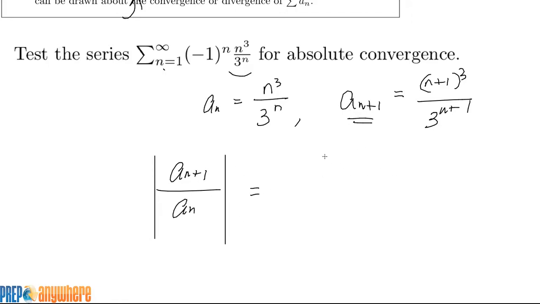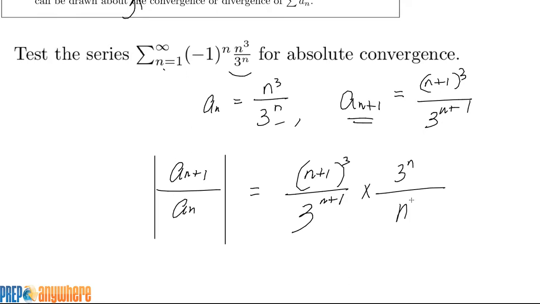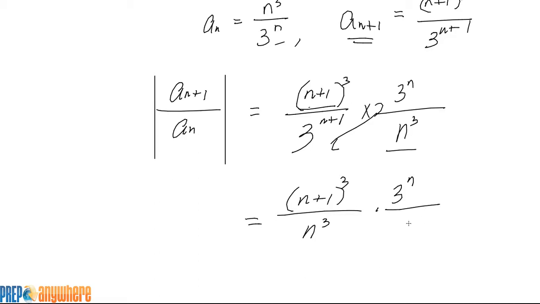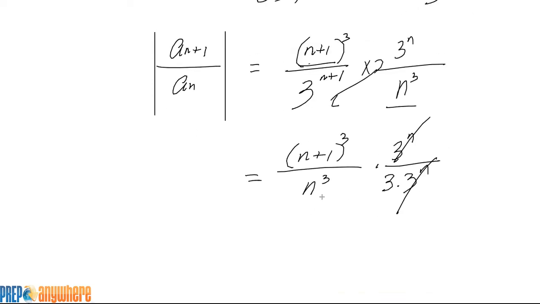So we have (n+1) cubed over 3^(n+1). Instead of dividing, I'm going to multiply, because it's a fraction, by the reciprocal. So we get, let's put this expression and this expression together because they're very similar looking, and let's put these two together. And for obvious reasons, I'm going to separate the 3^(n+1) as 3^n times 3 because I can cancel that out, right?